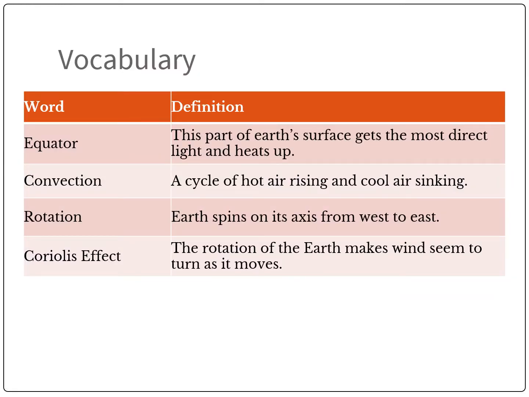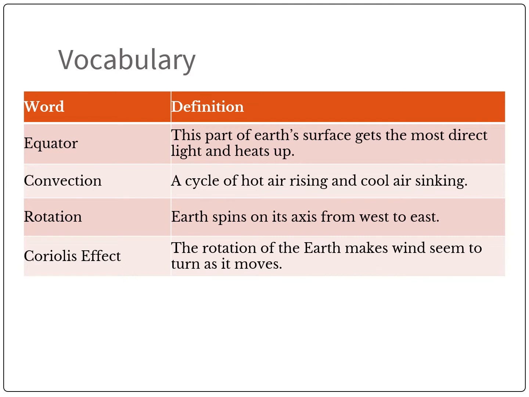There's several vocabulary words that you really need to understand as we go into global winds. You need to understand the equator, where it is, and why it's so special. So it's part of the Earth's surface that gets the most direct light. It's that imaginary line that splits it in half. Convection, you must know, it's that cycle of hot air rising and cool air sinking.